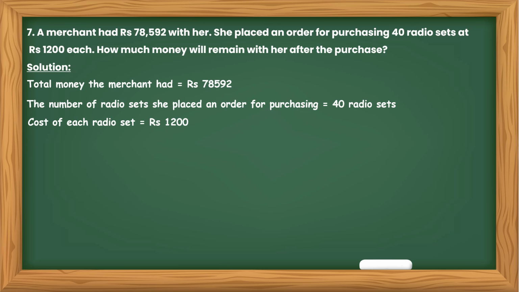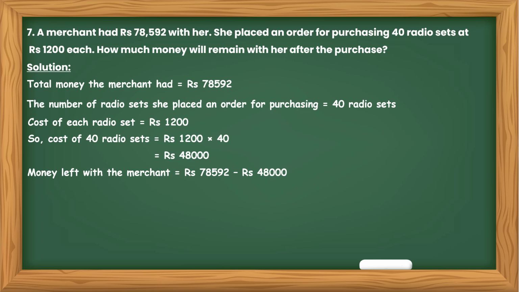The cost of each radio, that is the cost of one radio, is how much? Rupees 1,200. So the cost of 40 radio sets will be rupees 1,200 into 40. So when we multiply, we get 48,000 rupees. So now she had 78,592 and she has spent 48,000 on the radio. So what is the amount which is left over? So leftover or balance means we'll have to find the answer by subtracting the given prices, right?